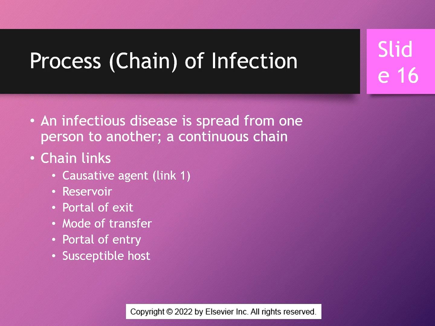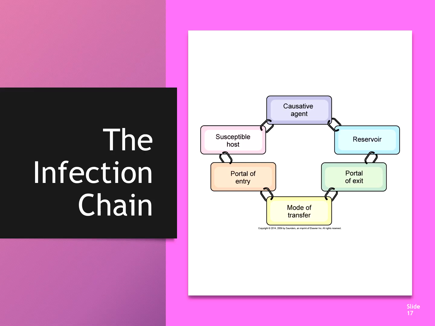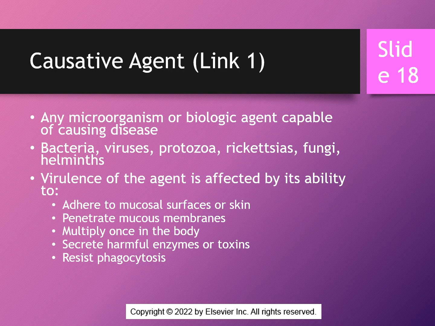The process by which an infection is spread from one person to another can be thought of as a continuous chain. Nursing care will focus on breaking that chain of infection. On page 224 within figure 16.3, you can see an example of the infection chain, a diagram. A causative agent is any microorganism or biologic agent capable of causing disease. These agents include bacteria, viruses, protozoa, prions, rickettsia, fungi, and helminths.